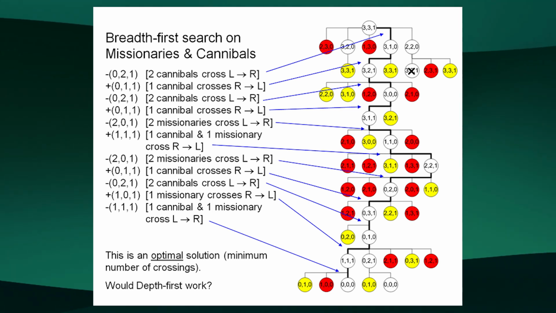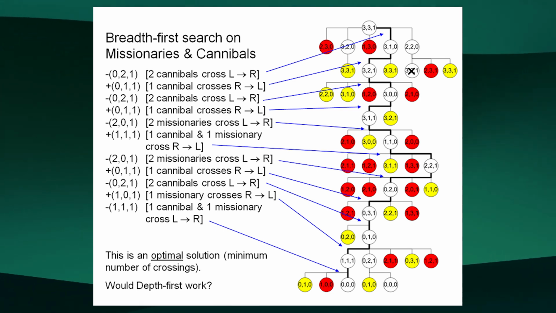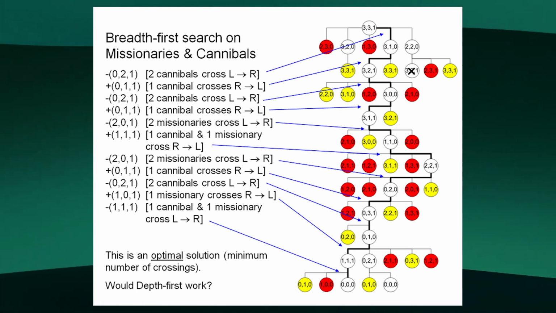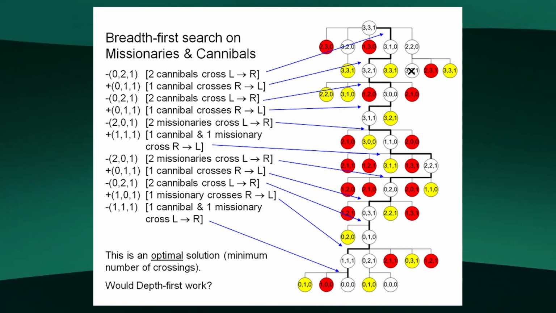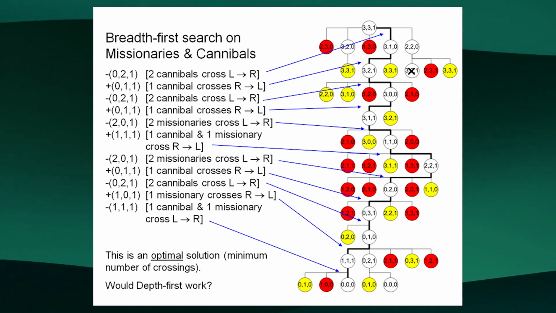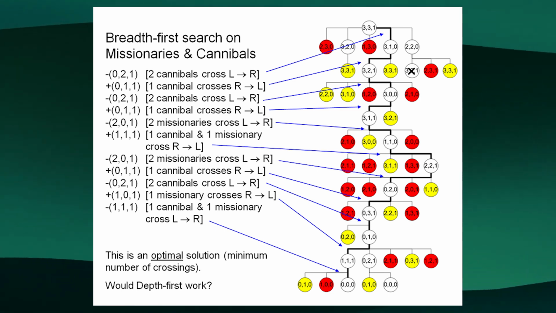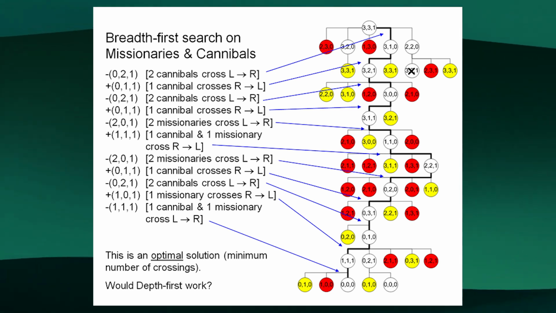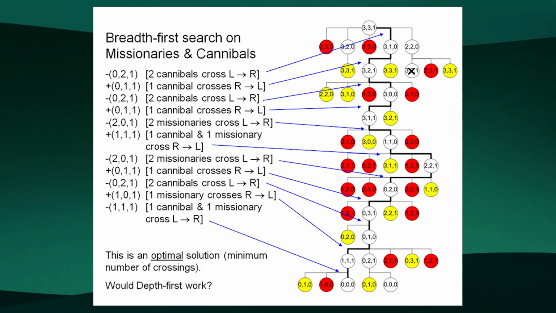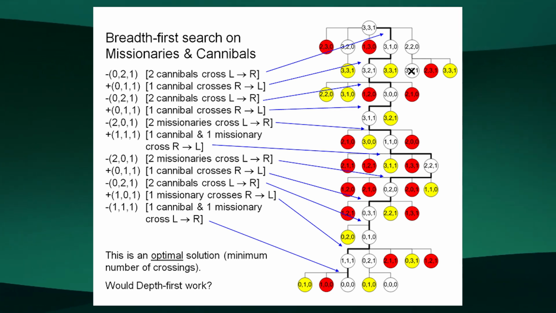Send 2 missionaries to the left. Now, the condition is 3 M, 1 C and 0 M, 2 C. Send 1 cannibal to the right: 3 M, 0 C and 0 M, 3 C. Send 2 cannibals to the left: 3 M, 2 C and 0 M, 1 C. Send 1 cannibal to the right: 3 M and 1 C and 0 missionaries and 2 cannibals on the opposite side. Send 2 cannibals to the left: 3 missionaries and 3 cannibals.